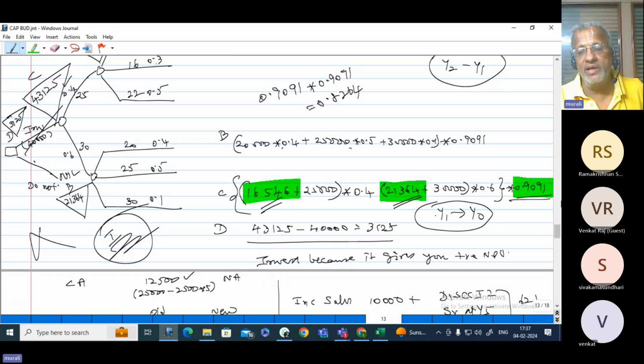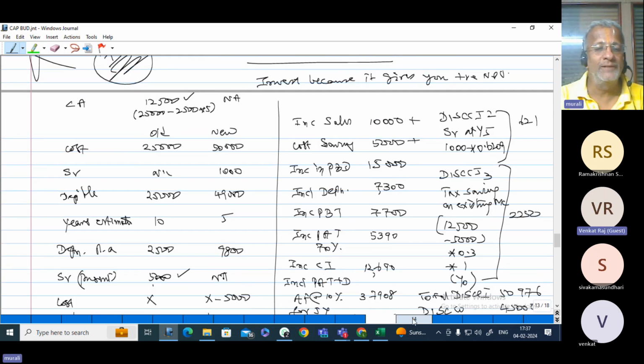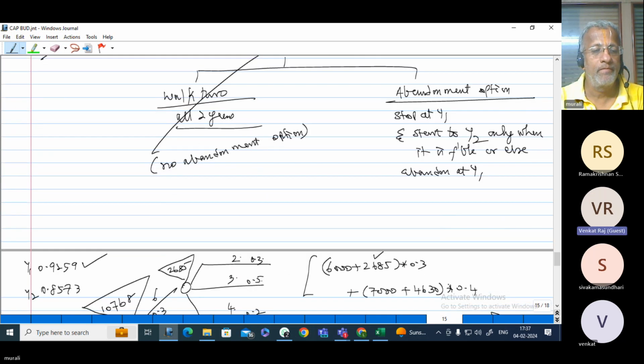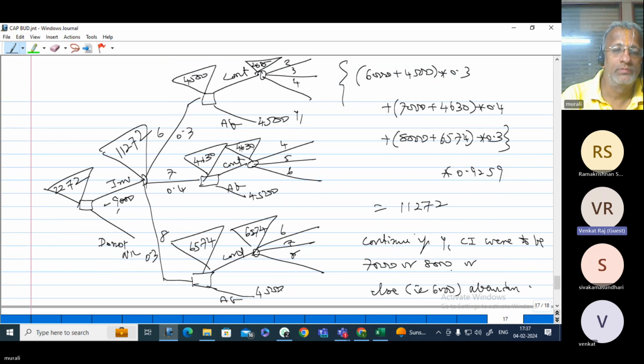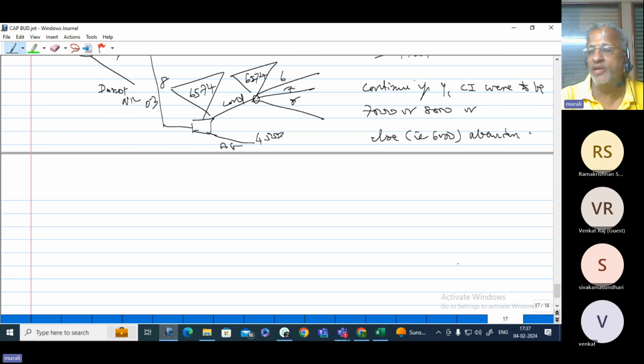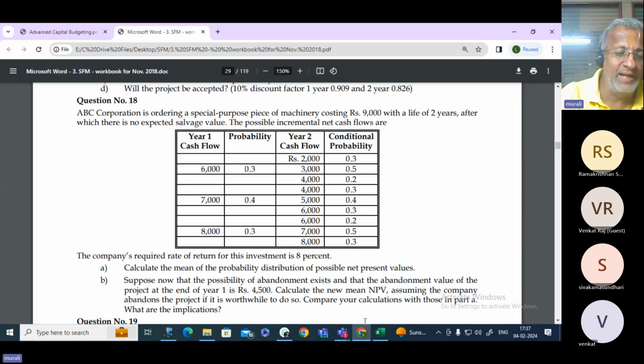Yes, Venkatraj, Ramakrishnan, Shivagami Sundari, Venkat, and Rajagopalan. Come on. Are you clear, sir? Able to understand why we should choose the second, because the calculation is simple and we can do it faster. Understood. So when there is an abandonment option, you have to do it like that.